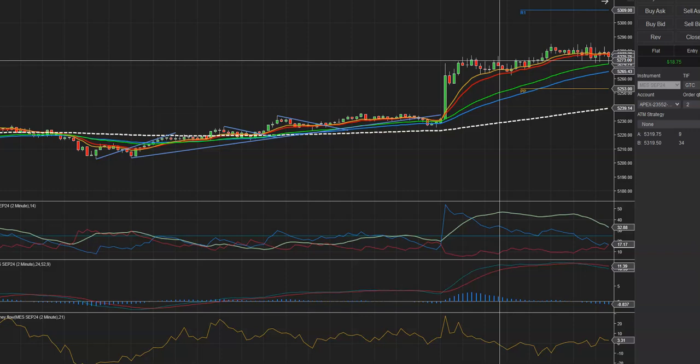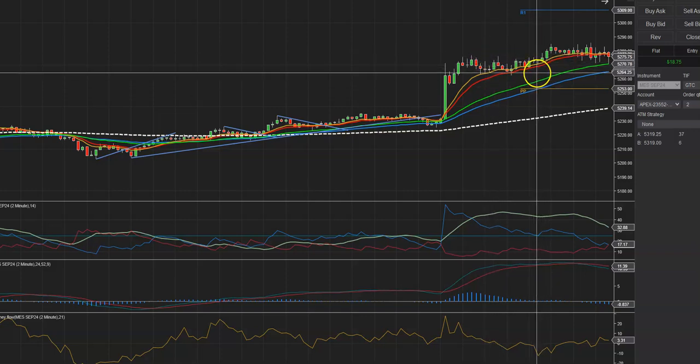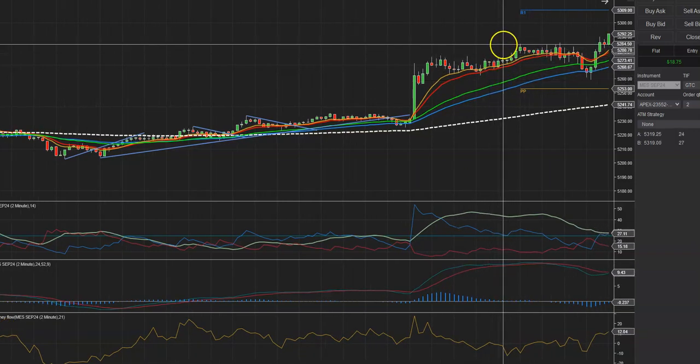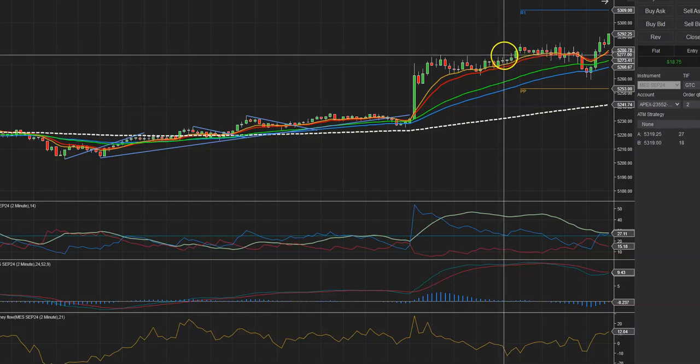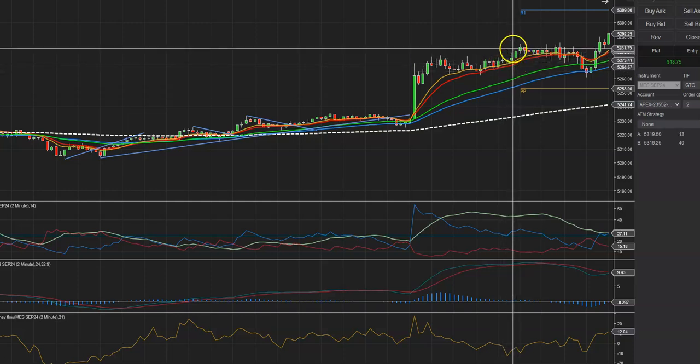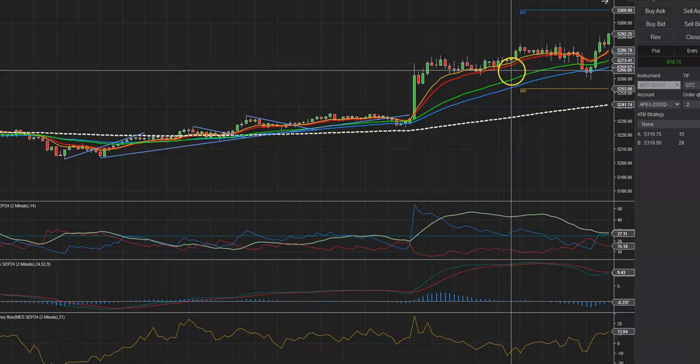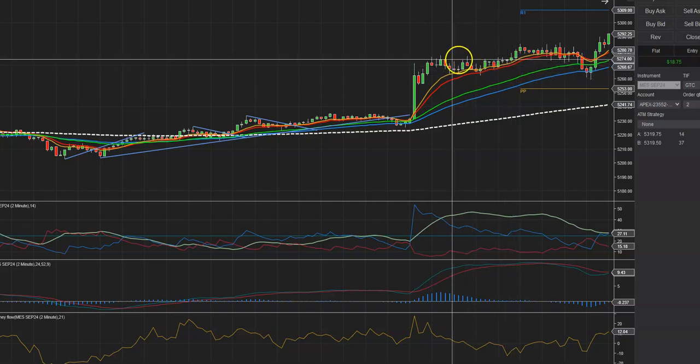I had a 2-point stop, because what I've been noticing is, if it breaks out, it usually goes. If it comes back and knocks you out after 2 points, you can still get in again, but now you know where you put your stop. I'm talking to myself here, okay?